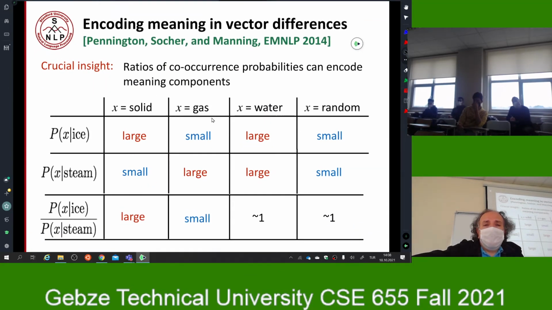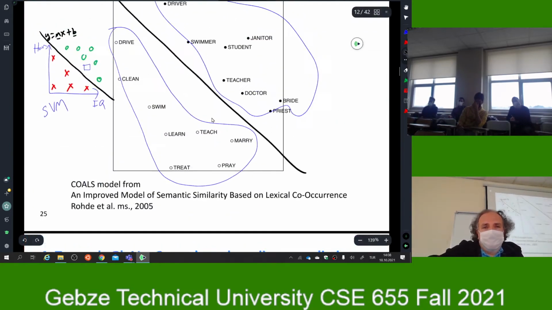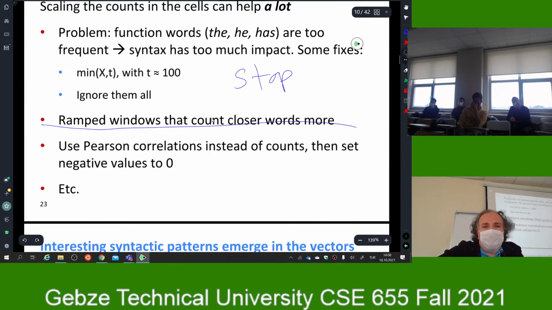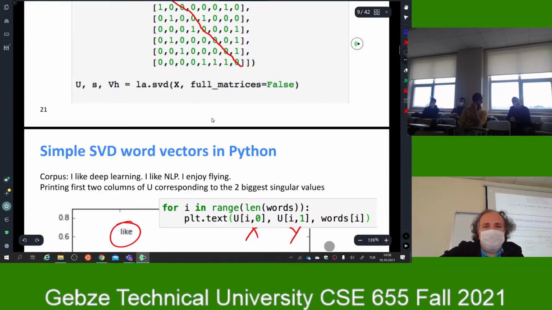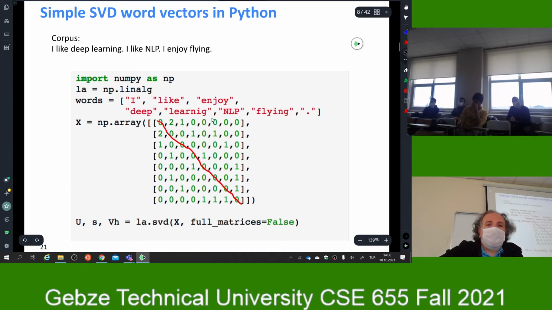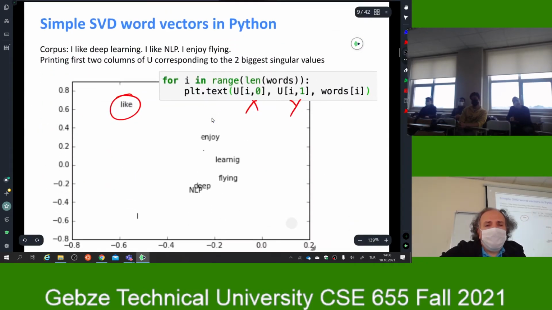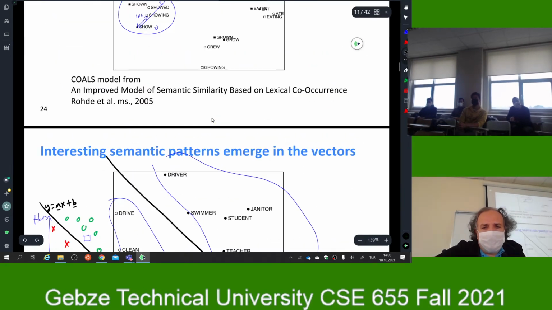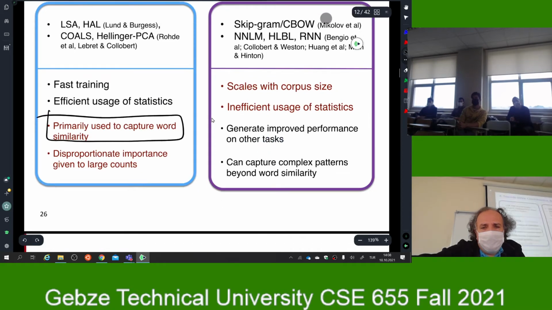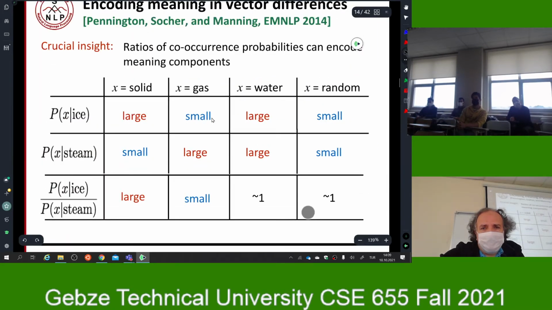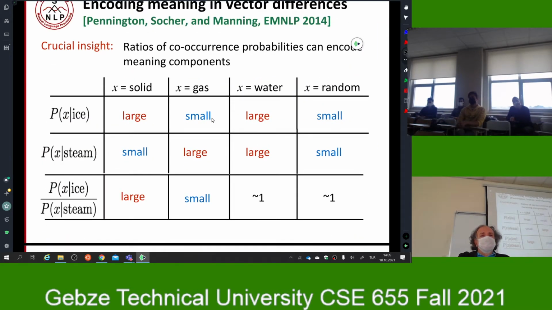I did not tell you actually. I have only shown you this and how to get the vectors out of this. This one is only looking at the co-occurrences, but we can do better than that. How can we do it? Let's look at this table.